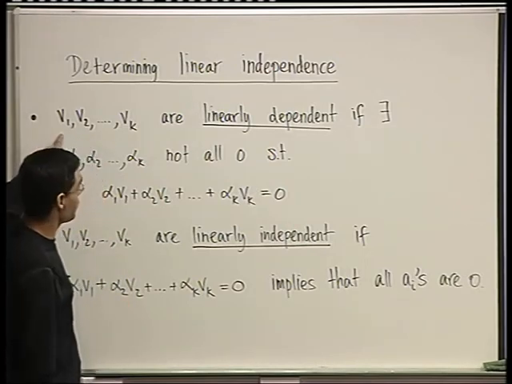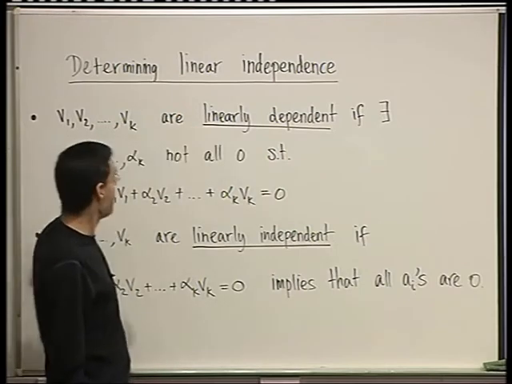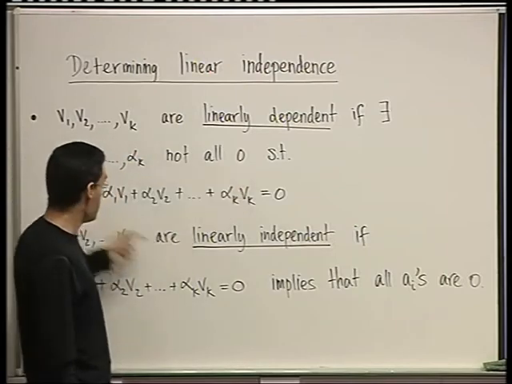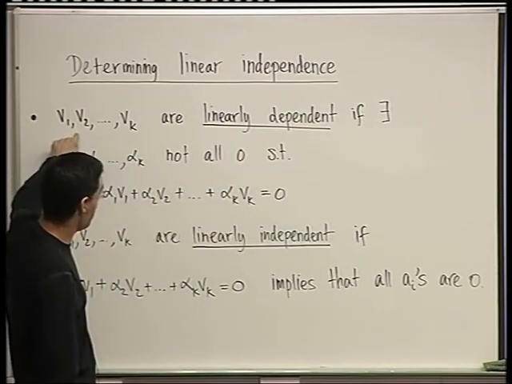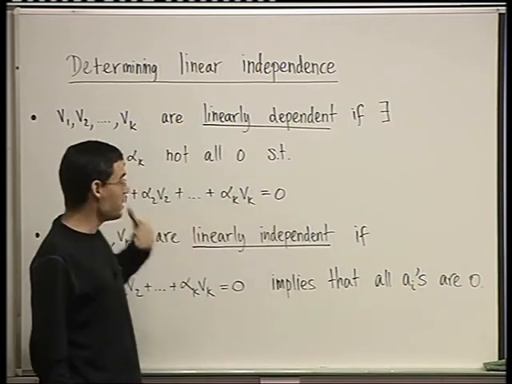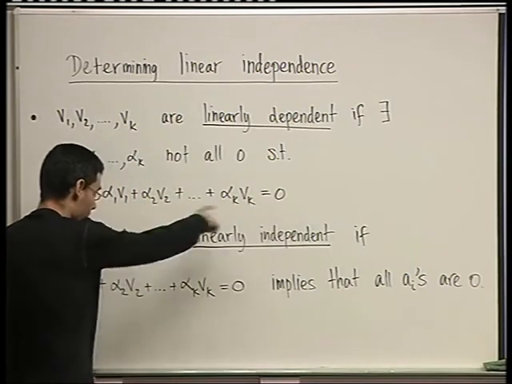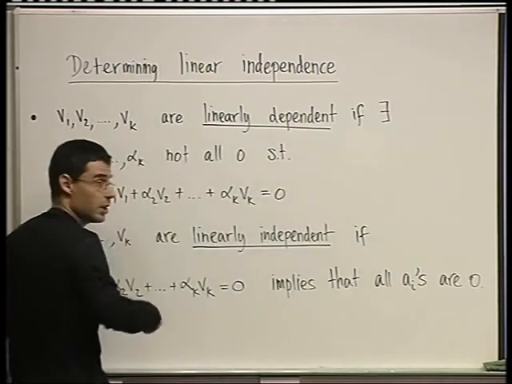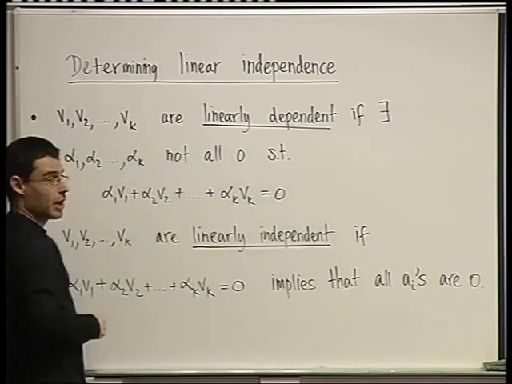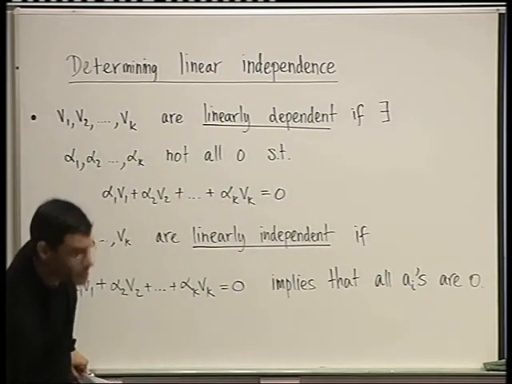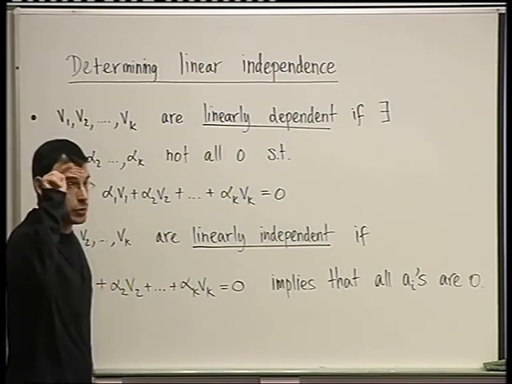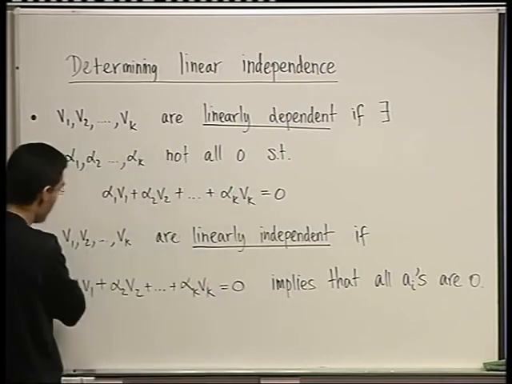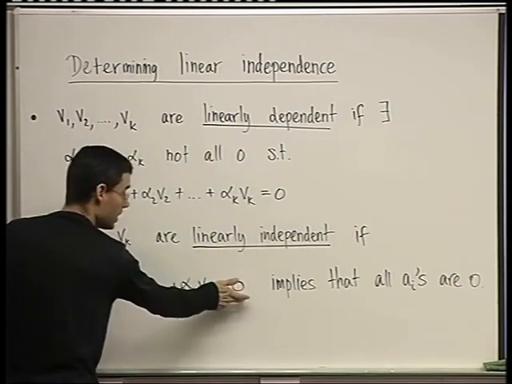So a set of vectors is called linearly dependent if there exist some scalars, not all of which are 0, such that a linear combination of these vectors equals 0. And the reason we say that they're linearly dependent in this case is because you can move one of them to the other side and express one as a linear combination of the others. So one of them is not necessary, extra.